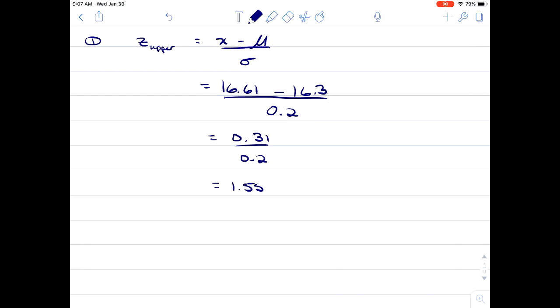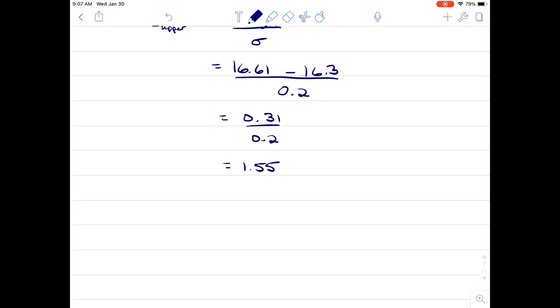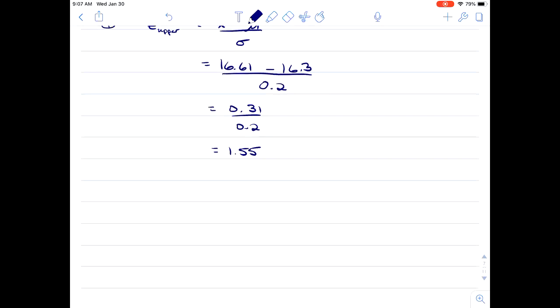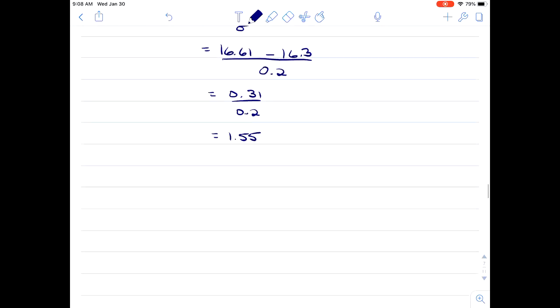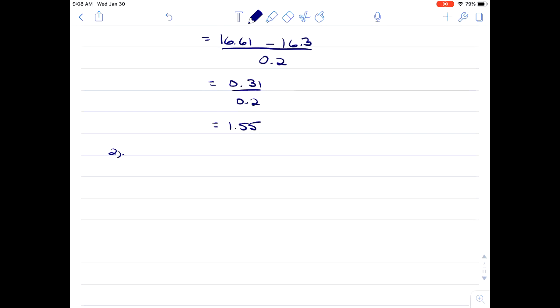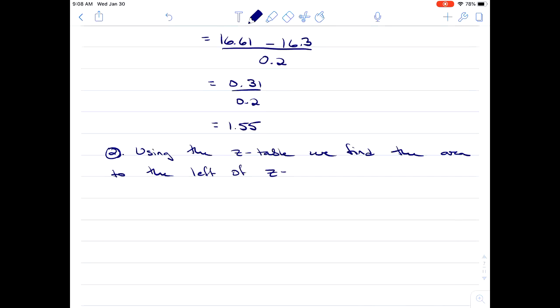We get 1.55. Nice, and 2 decimal places already. So here, you could go find the area to the left, just so you have it. Step 2, using the Z table, we find the area to the left of Z equal to 1.55. What is it?